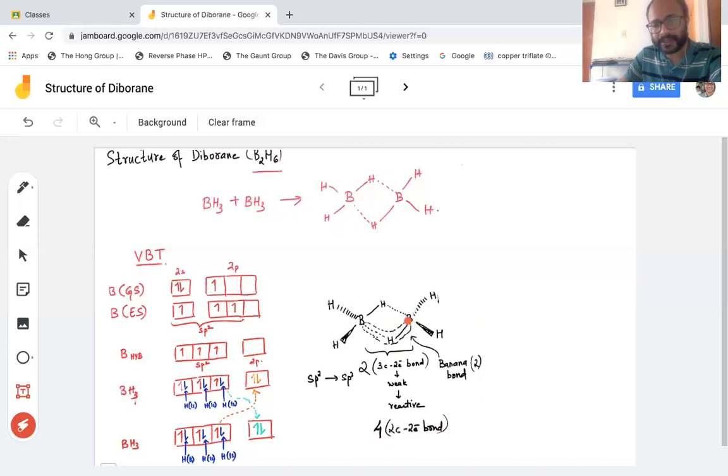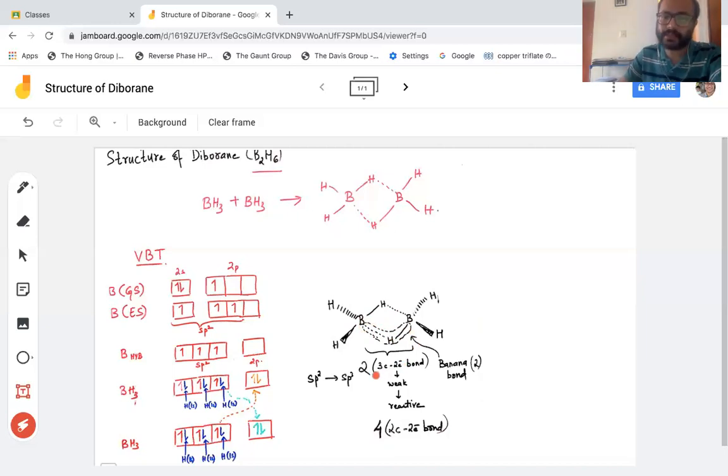Now, if you look at the bonding electron, it has a shape something like this that is drawn here. It looks like the shape of a banana. In the molecular orbital picture, since it looks like the shape of a banana, this particular bond is also called a banana bond.